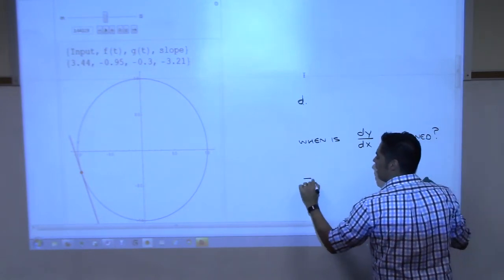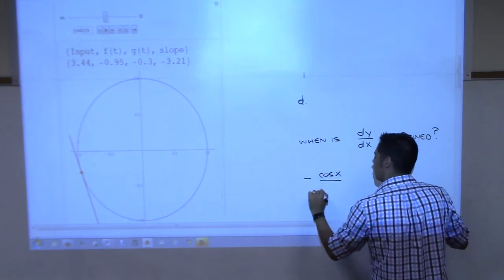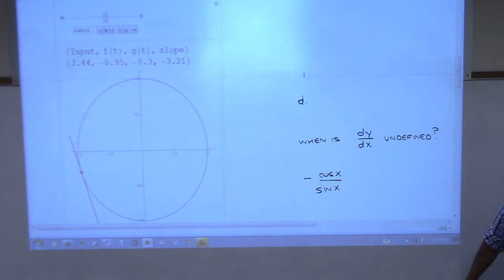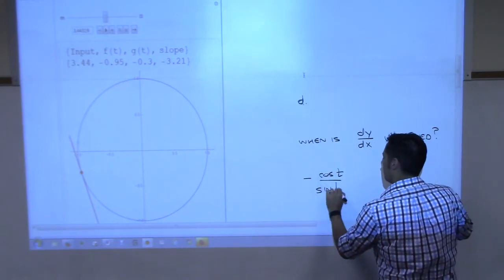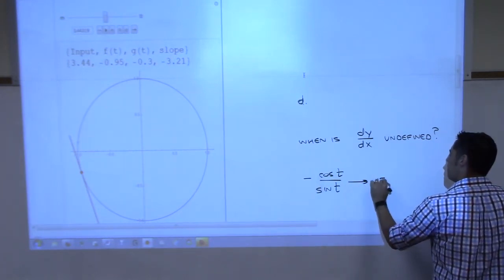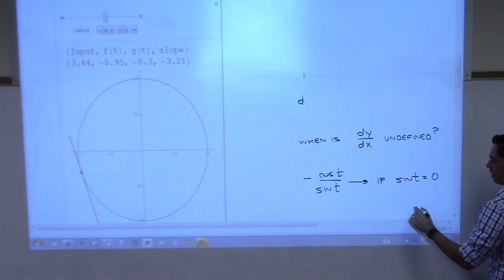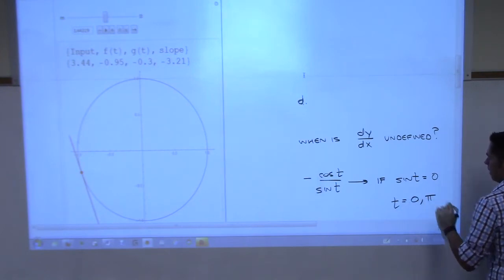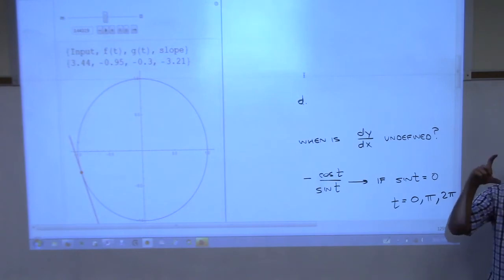So you take your negative cosine x over sine x, and you ask yourself, what would make this thing undefined? Sine. If sine is 0, right? Sorry, I put x's, sorry. Okay, so this is going to be undefined if sine of t is 0, and then you just solve that, and you get what? t is 0 and pi and 2 pi, because I included 2 pi in my interval.